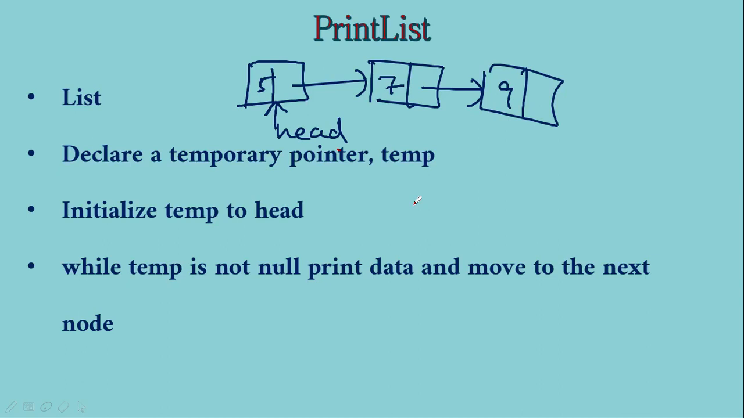Hi everybody, in this video we are going to discuss the print list function. Let us assume that there is a linked list like this with 3 nodes. So you find that there is a head, okay, head will always point to the first node. So this is how it looks.